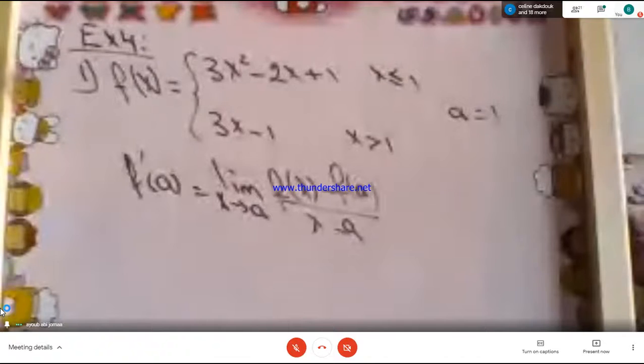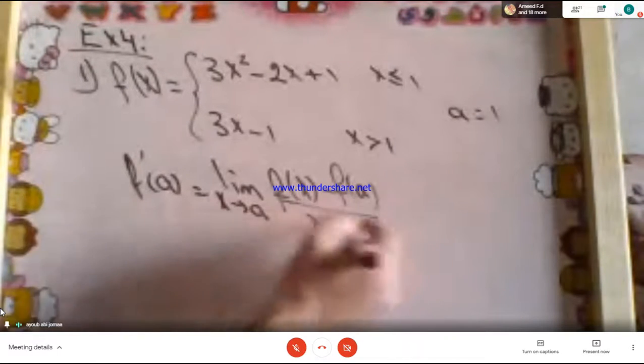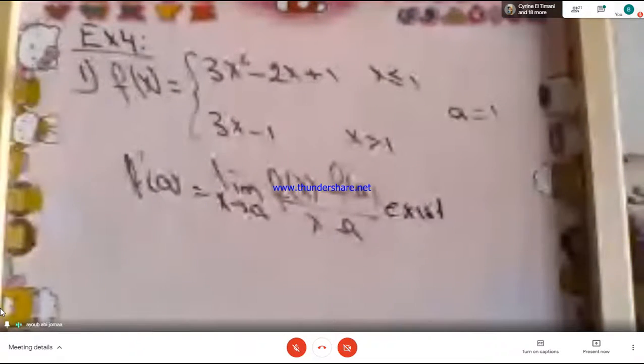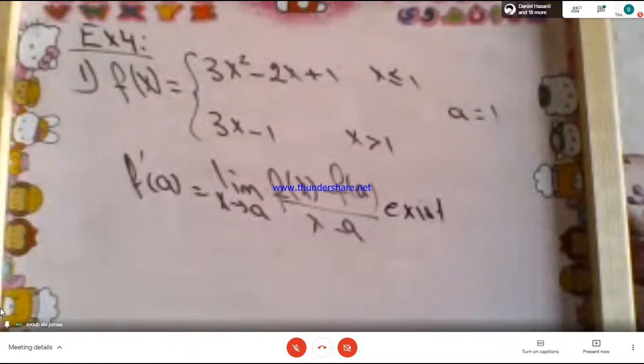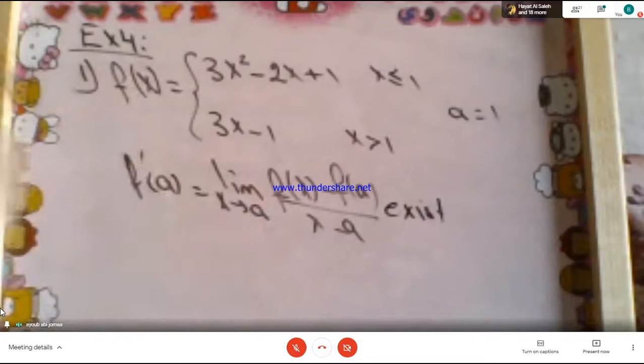Do you mean that limit as x approaches a plus must equal limit as x approaches a minus for the function to be differentiable? Correct. Okay. The function is differentiable, it means that this limit should exist. What do you mean by the limit exists? The limit from the left should be equal to the limit from the right. That is, limit as x approaches a minus should be equal to limit as x approaches a plus, which here we will call f prime plus and f prime minus: derivative from the left, derivative from the right.